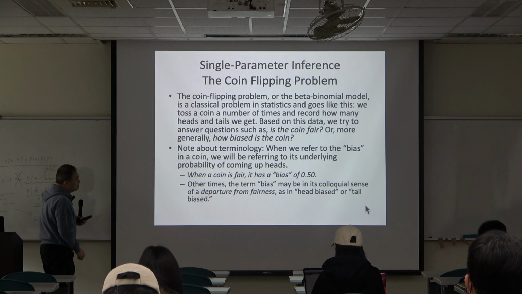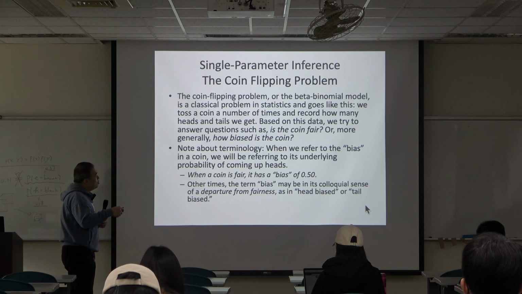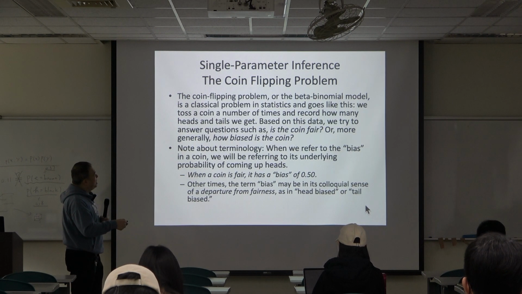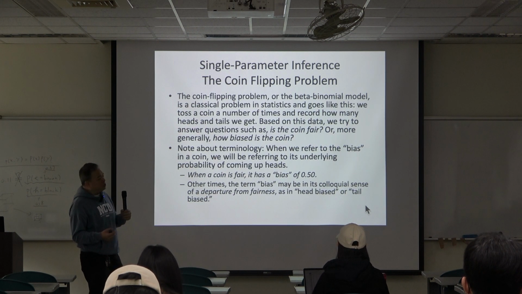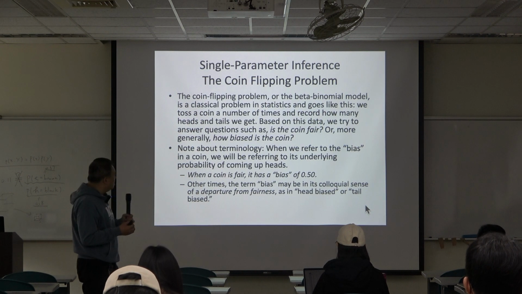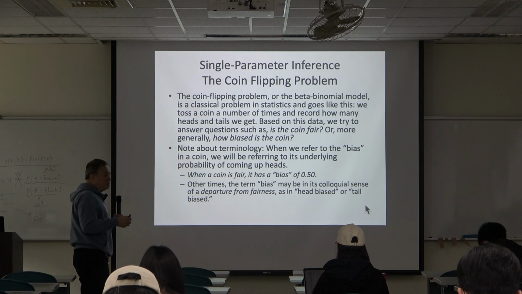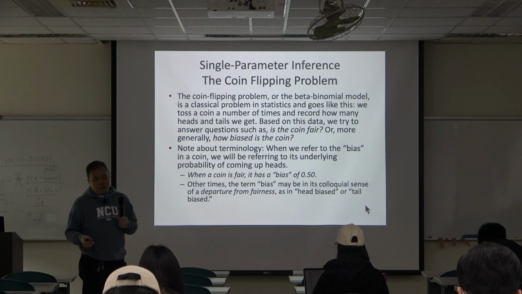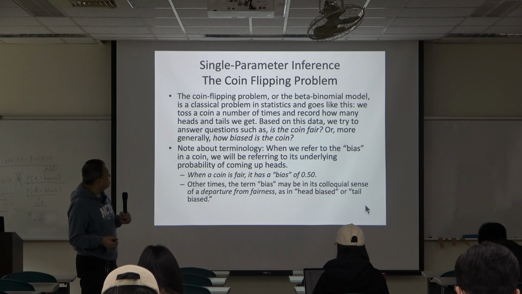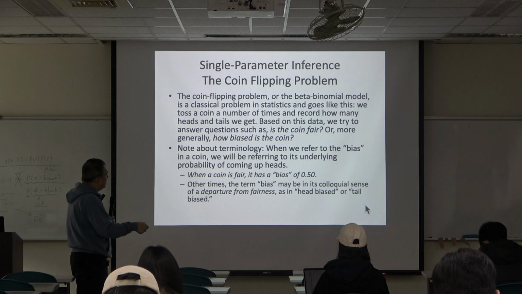So the coin flipping problem, or the beta binomial model. It's a beta binomial model because the distribution that we consider is a beta distribution, and the likelihood function is a binomial. That's why we call it the beta binomial model.